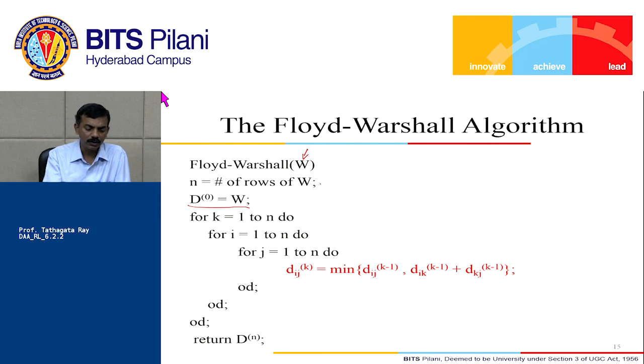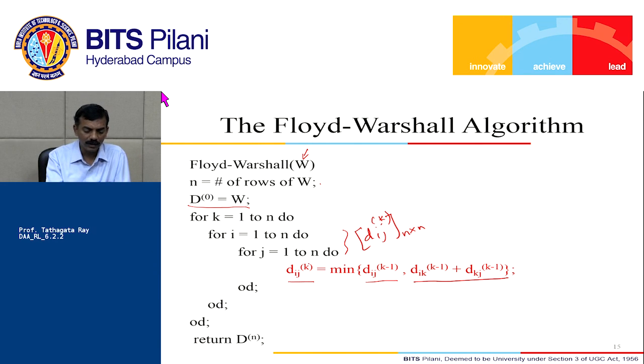So for k is equal to 1 to n, you compute for i is equal to 1 to n, for j is equal to 1 to n. That is, you are computing your d_ij matrix. So i definitely goes from 1 to n. It's an n by n matrix. j also goes from 1 to n. You are essentially filling up this matrix d_ij, and you are filling it for d_ij^k, which is nothing but the minimum of d_ij^(k-1) or this quantity.